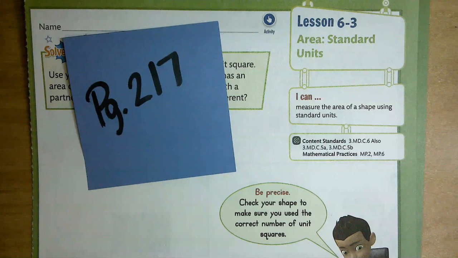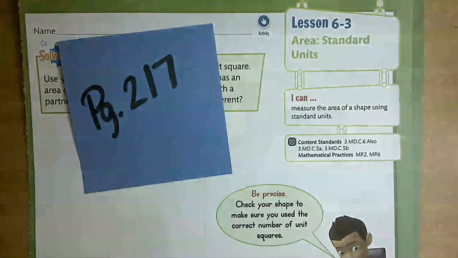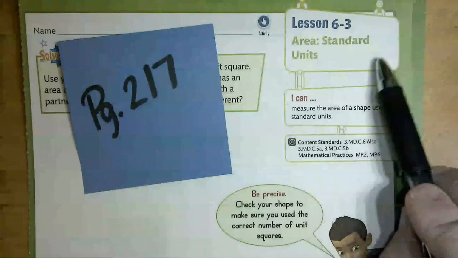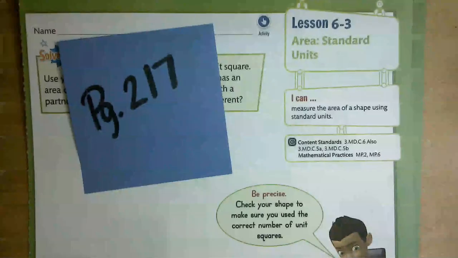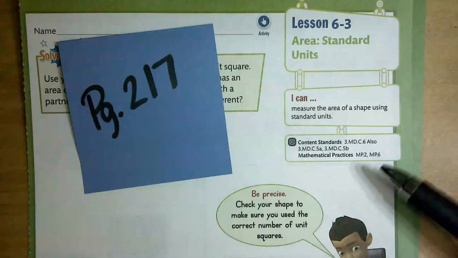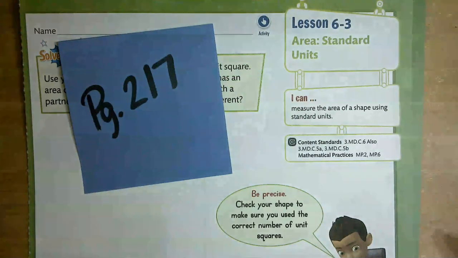Campbell. Today we're going to be working on page 217. This is going to be lesson 6.3, and we're going to be doing area again, but this time we're going to be talking about standard units. And so at the end of today, we want to say I can measure the area of a shape using standard units. All that means is just like before when we were talking about our square units, today we're going to label those units. All right.